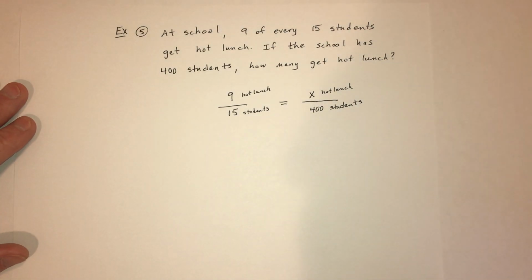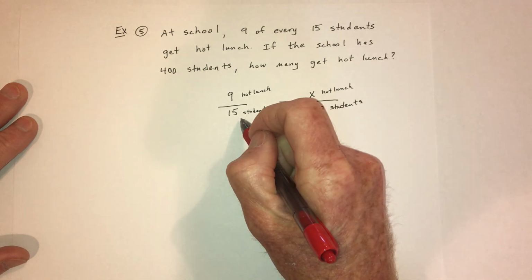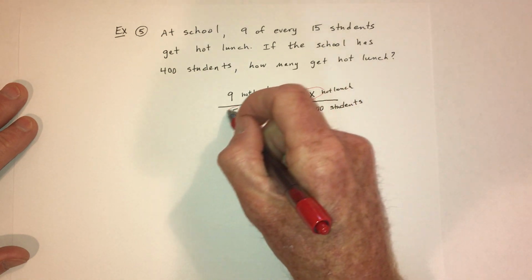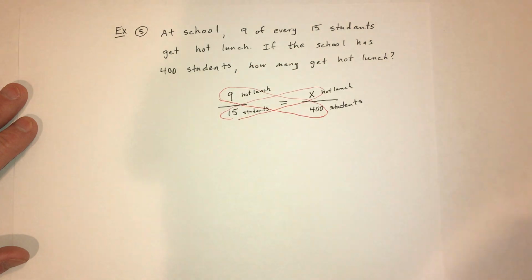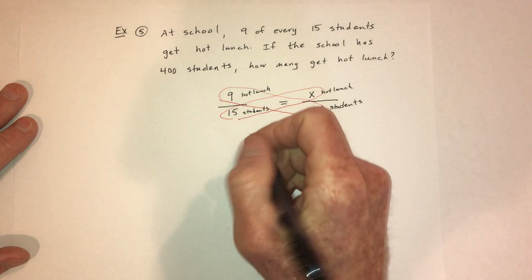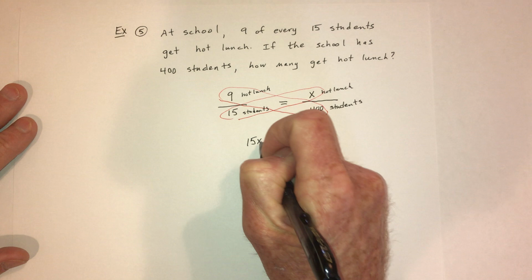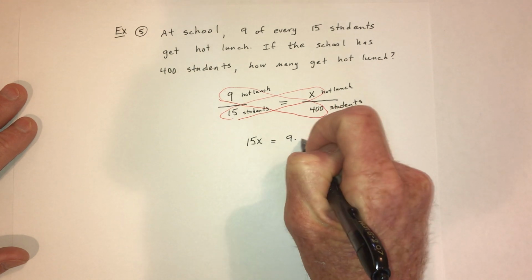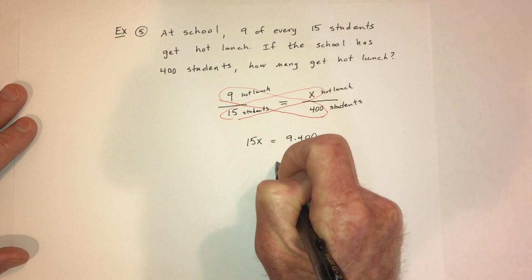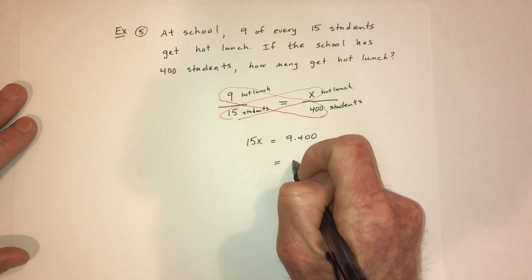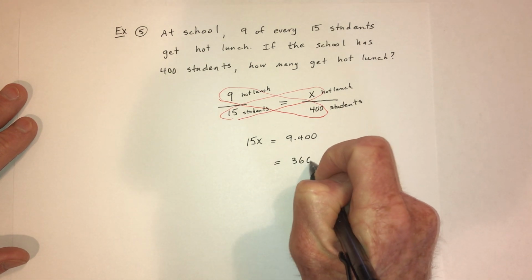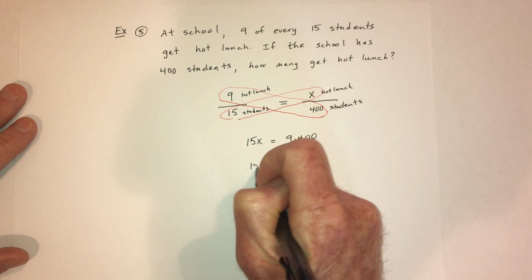And then once you have that set up, you can do the cross multiply. So there's going to be 15 times x, and then 9 times 400. So on the right side, I know that 9 times 4 is 36. So this is 3600.